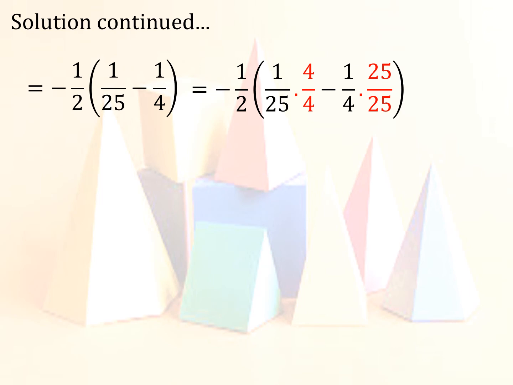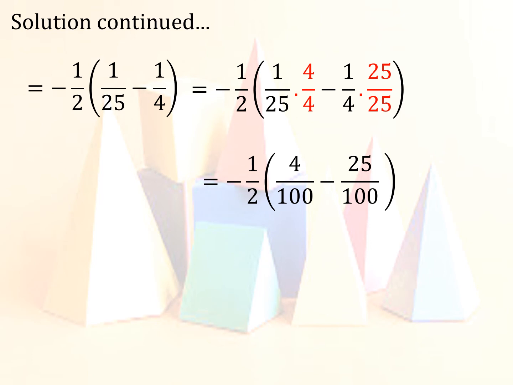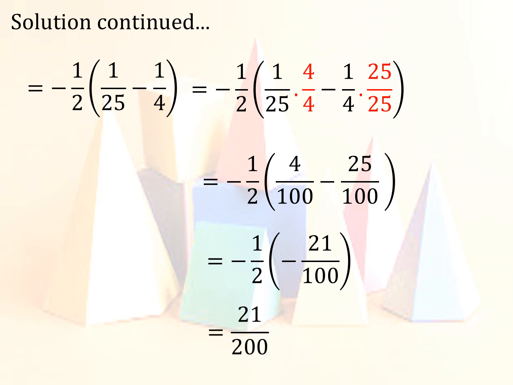Why are we doing this? So that we shall have the same denominator. So negative 1 half times 4 over 100 minus 25 over 100. Since we have the same denominator already, we can subtract 4 minus 25, which is equal to negative 21. So we have negative 1 half times negative 21 over 100, which is equal to positive 21 over 200.